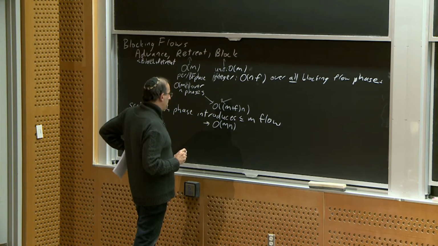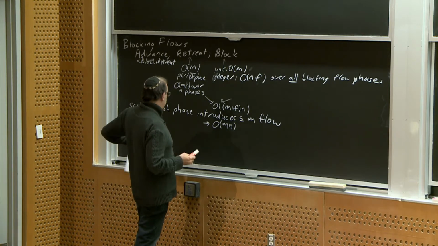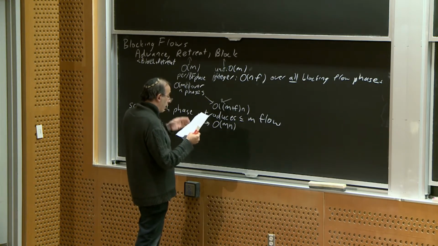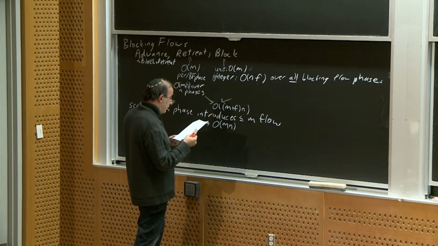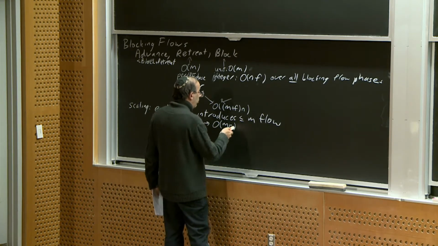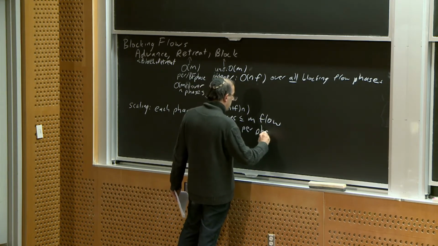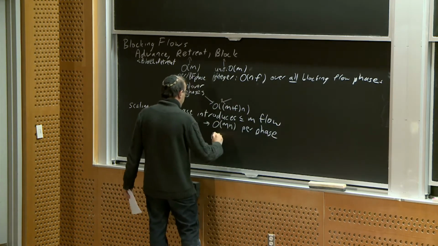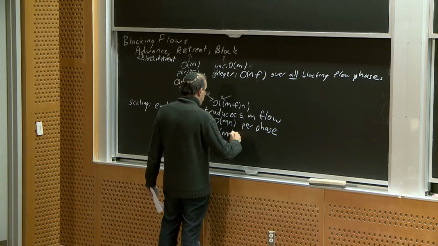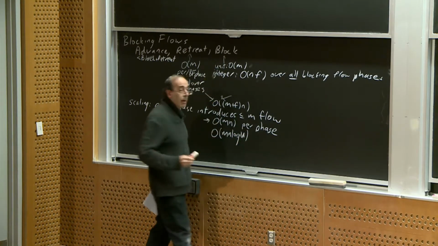What did I jump over here? Order m plus f. That's what I get for not looking at my notes. One sec. Yeah. So it's order mn time per phase. And therefore, overall, it's mn log u time.